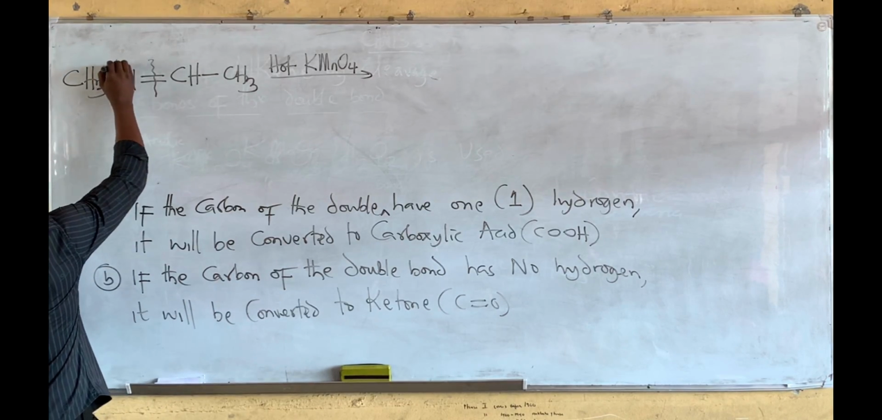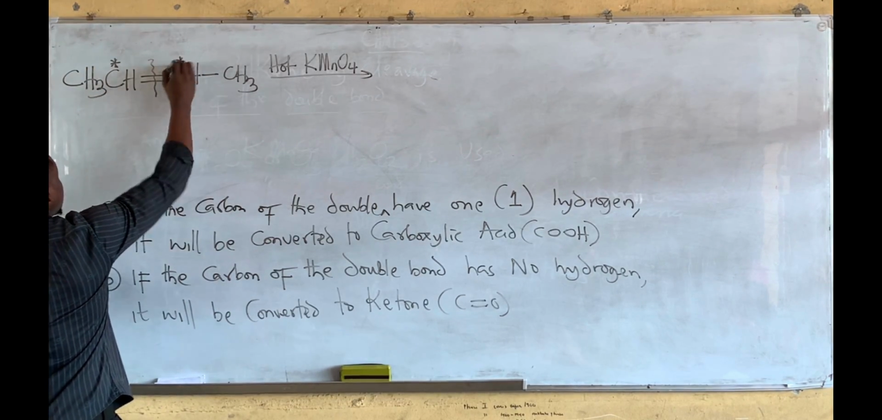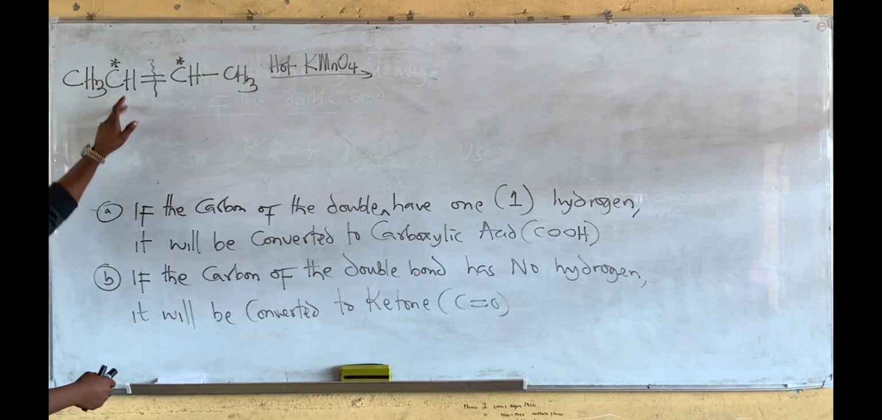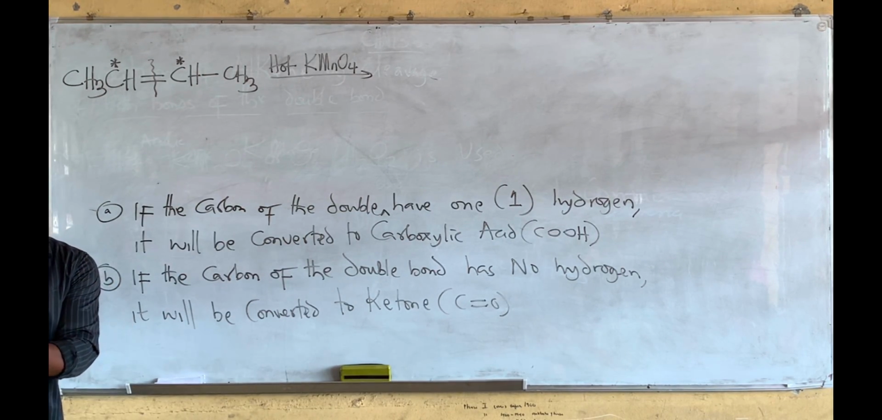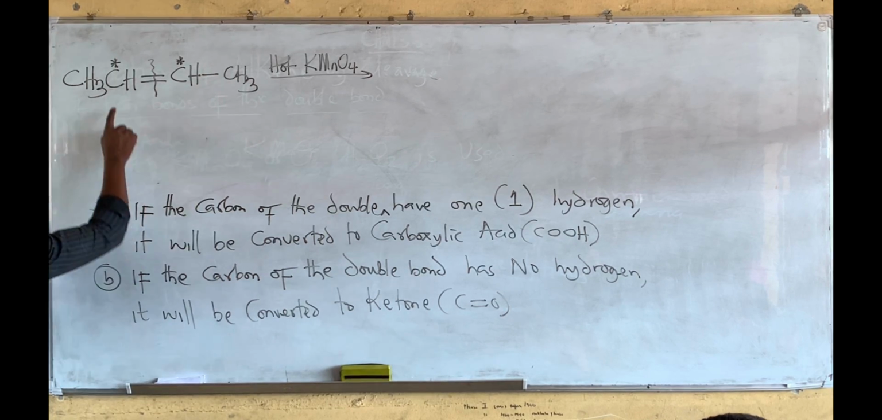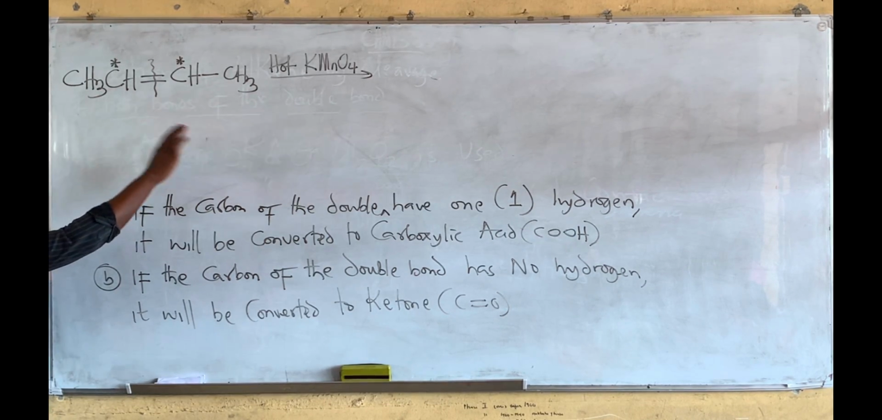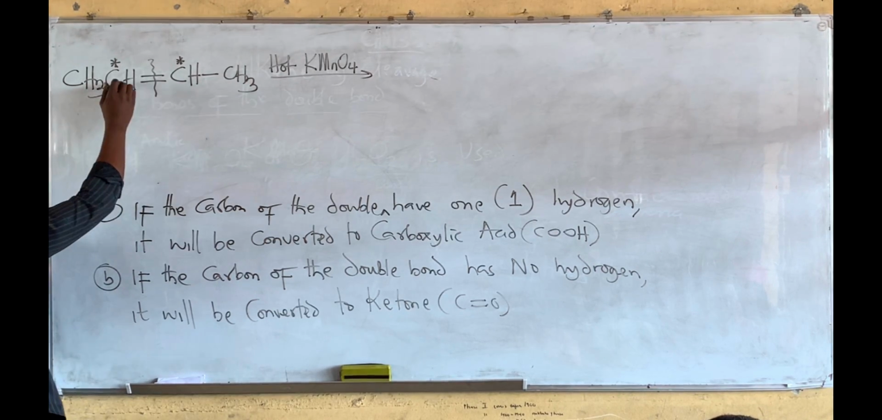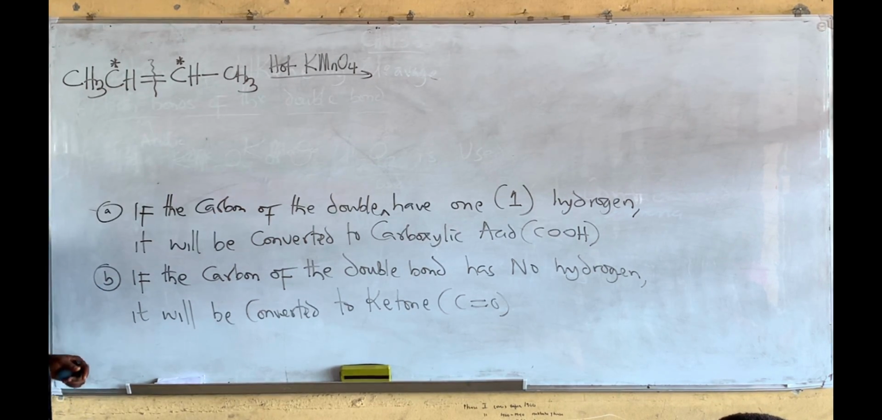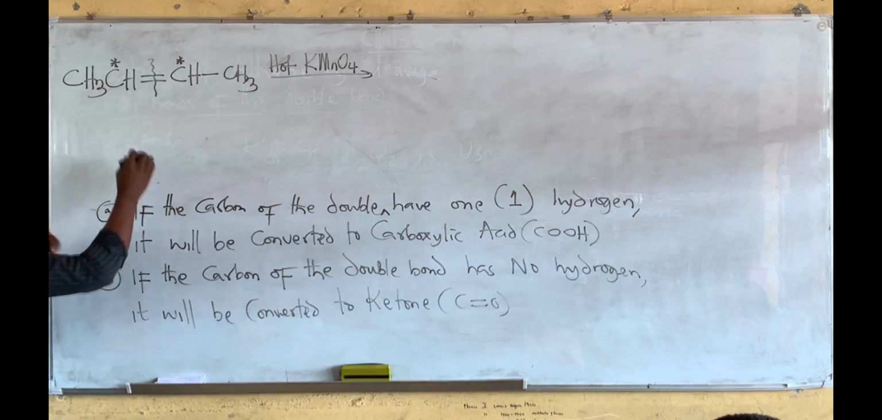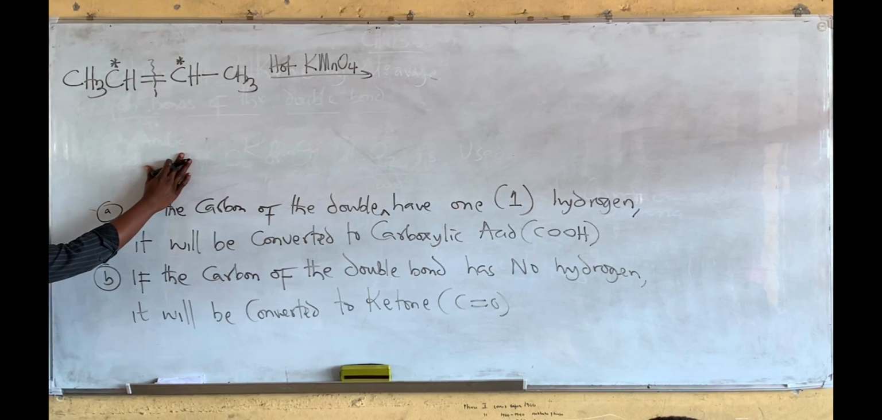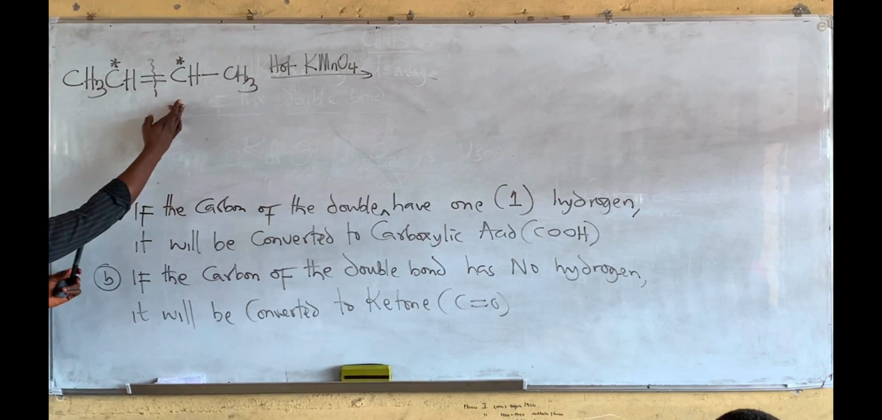Now remember, this is the carbon of the double bond. After splitting this guy into two equal halves, it's going to convert this guy to either a ketone or a carboxylic acid, depending on whether this carbon has one hydrogen or no hydrogen. This guy has one hydrogen. So after breaking this guy, it will convert this guy to carboxylic acid, that's COOH. So this guy is going to give us 2 molecules of carboxylic acid.